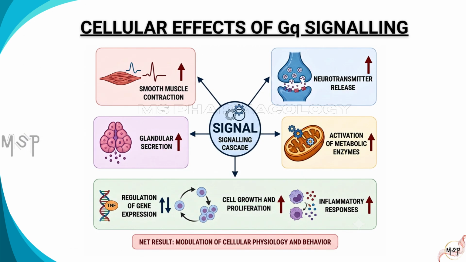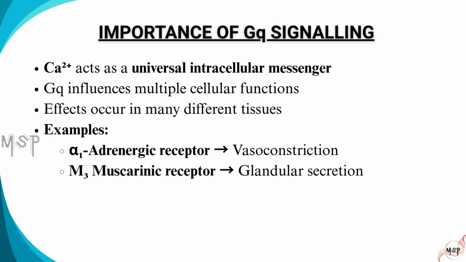The cellular and physiological effects of Gq signaling include smooth muscle contraction, glandular secretion, neurotransmitter release, activation of metabolic enzymes, regulation of gene expression, cell growth and proliferation, and inflammatory responses. Because calcium serves as a universal intracellular signaling molecule, activation of the Gq pathway can influence a wide range of cellular functions in many different tissues.